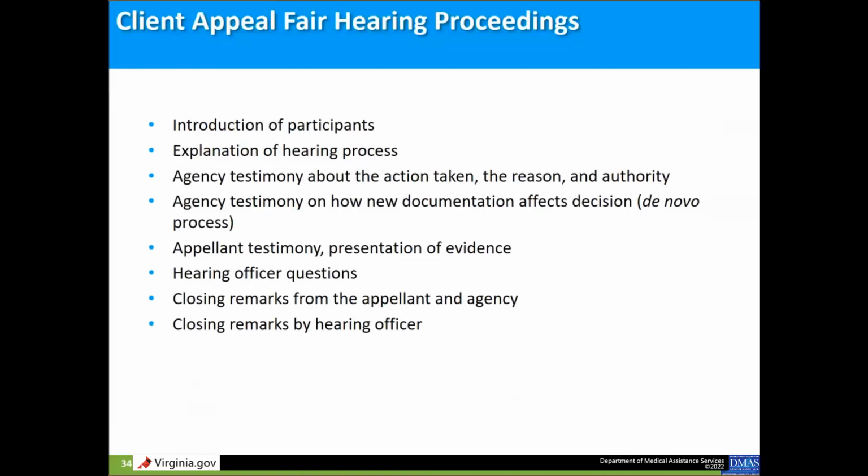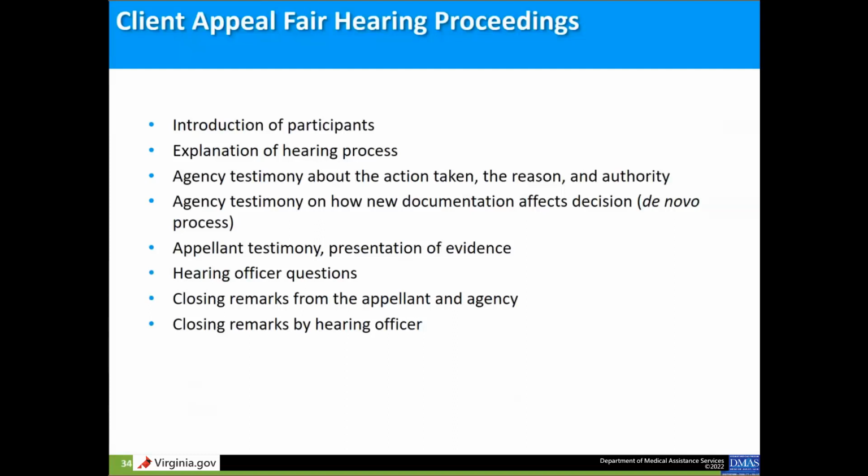The hearing officer will next allow agency testimony about the action taken, the reason, and the authority for the action. Under the new de novo procedures, the hearing officer will also require the agency representative to address any new documentation and describe how it would affect the original determination and why it would not result in the approval of coverage. The appellant is then granted an opportunity to cross-examine the agency representative and question any of the testimony that's been offered.